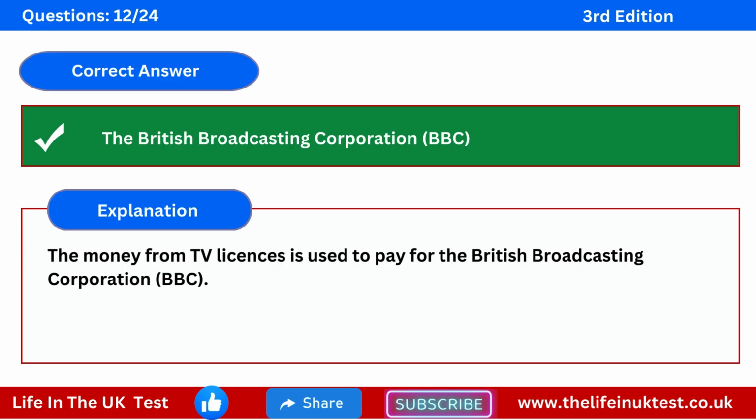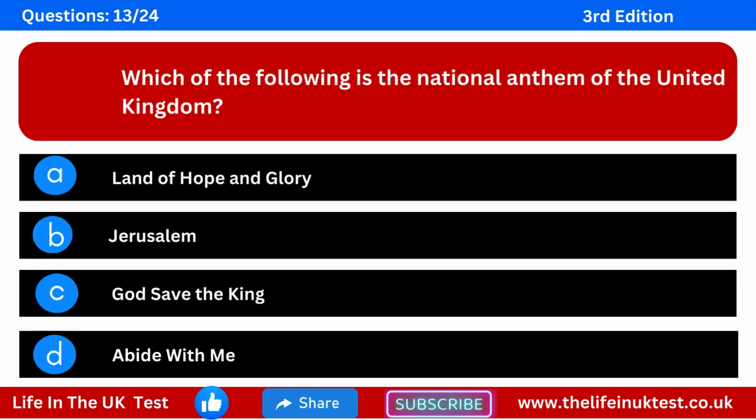The correct answer is the British Broadcasting Corporation, BBC. Explanation. The money from TV licenses is used to pay for the British Broadcasting Corporation. Question 13. Which of the following is the national anthem of the United Kingdom?